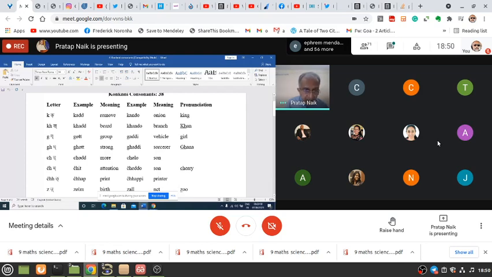And now comes CH. This is the most difficult sound in Konknni for non-Konknni speakers. How to pronounce this one? Chalo. There is no such sound in English.